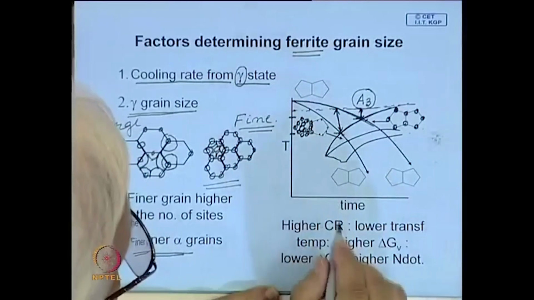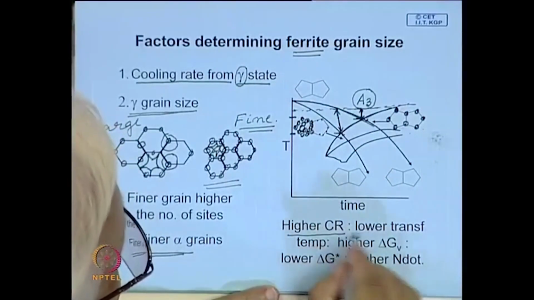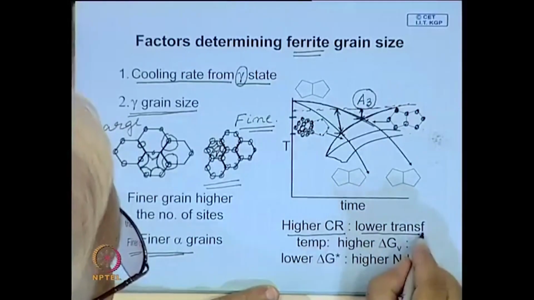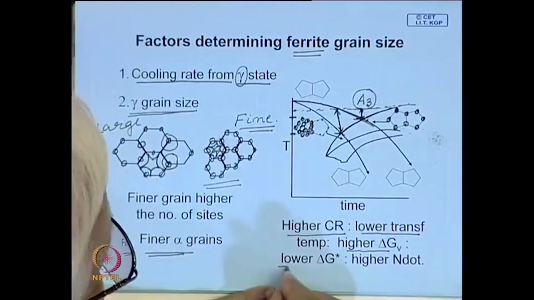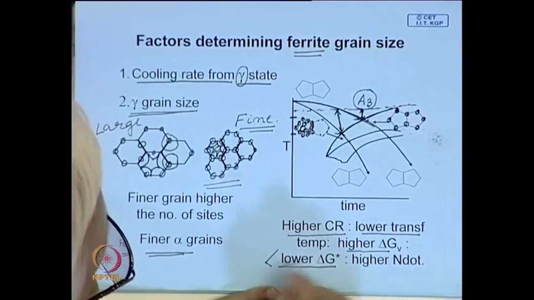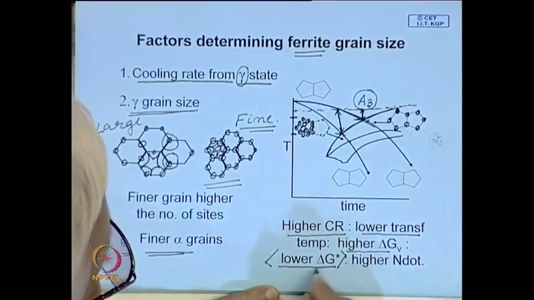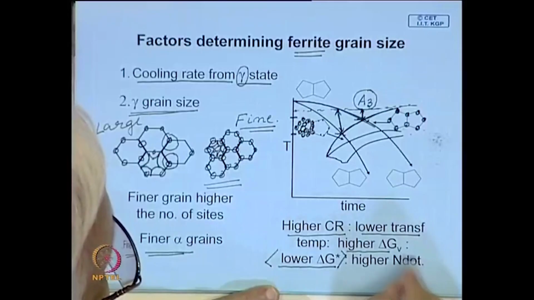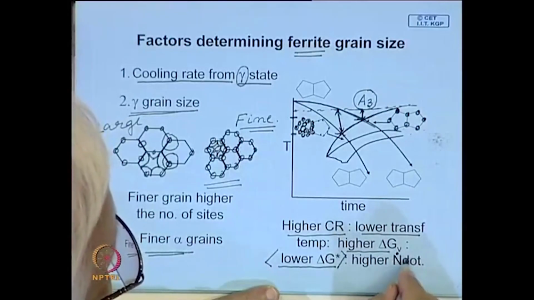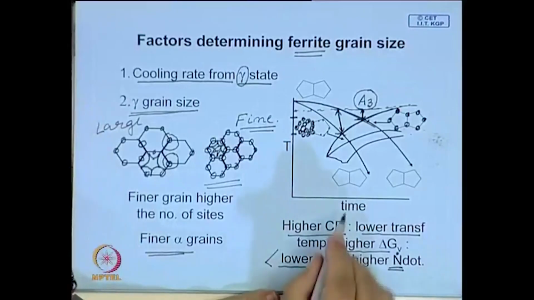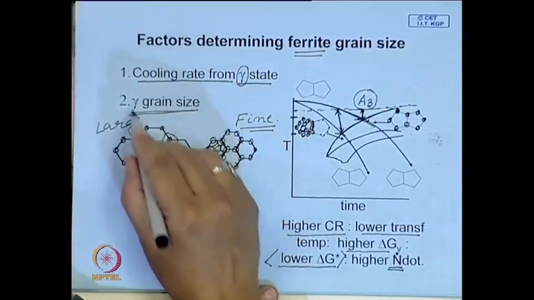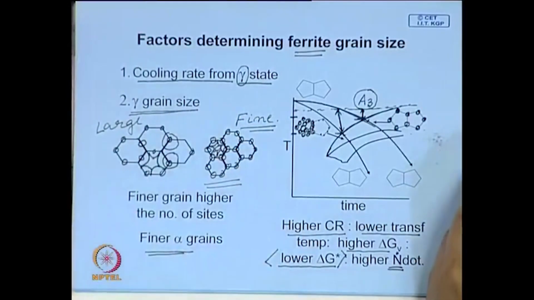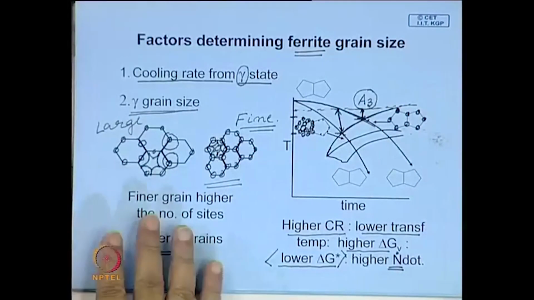So, that means a faster cooling rate, a higher cooling rate, means a lower transformation temperature, therefore higher driving force. Therefore, the activation hill which has to be overcome for nucleation to take place is lower, and obviously it will have a higher nucleation rate, N dot. So, therefore, we can say by controlling the cooling rate and prior austenite grain size, it is possible to control the grain size of ferrite and the final structure.